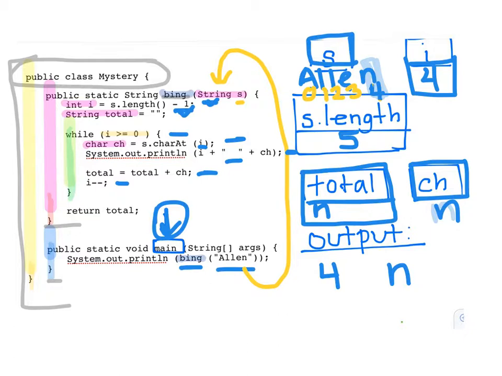So let's see if I can erase this. i was 4, so we're going to erase the 4, and now i is going to become 3, because 4 minus 1 is 3. Then I have to go back to the while loop, because I'm in this loop until I can't go through the conditions anymore, until it doesn't meet the conditions. So i is greater than or equal to 0. i is 3, that's definitely greater than or equal to 0.